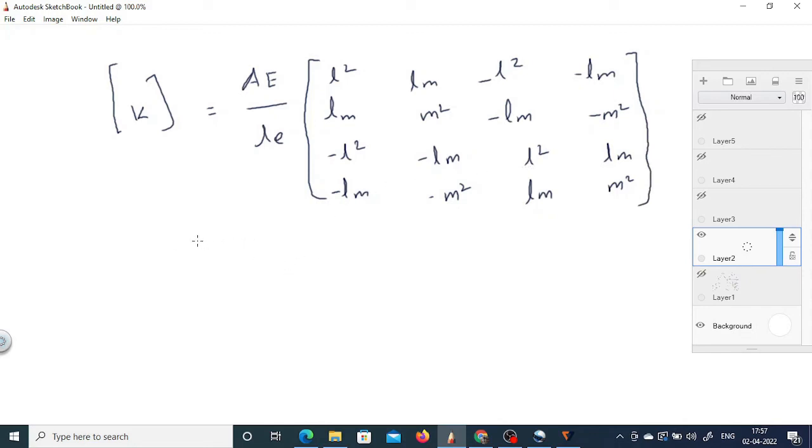The problem may then be used to identify the force, where F is equal to the stiffness matrix times the displacement. From this we can identify the force applied on the truss element, which is the formula we can utilize for the structural analysis of the truss element.